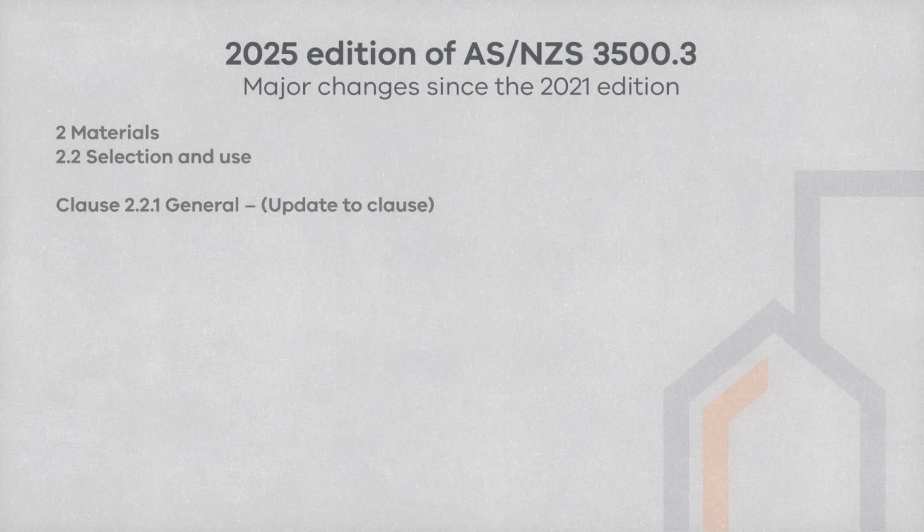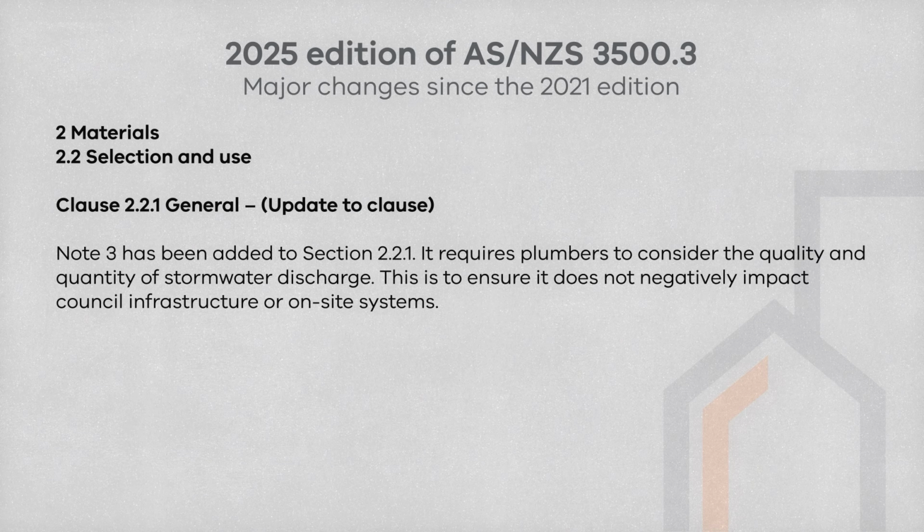Clause 2.2.1 now includes Note 3. It requires plumbers to consider the quality and the quantity of stormwater discharge. This is to ensure it does not negatively impact council infrastructure or on-site systems, which means that you must consult the local council that has jurisdiction over the legal point of discharge and confirm that the quality and the quantity of your site discharge suit their network. If required, obtain consent from the relevant council.